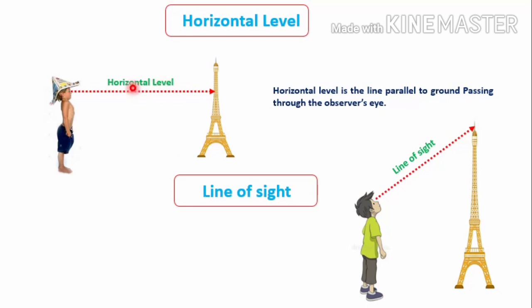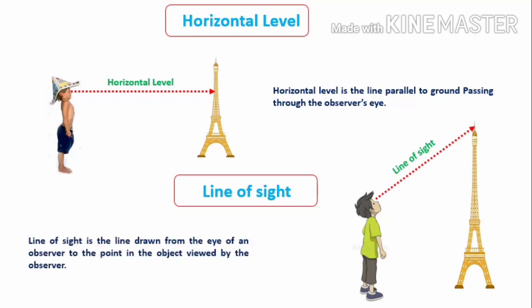But the horizontal level is always parallel to the ground and the line of sight is not parallel to the ground. And here the line which connects the eye of the observer to the point which he observes is called the line of sight. So line of sight is defined as the line drawn from the eye of an observer to the point in the object viewed by the observer.